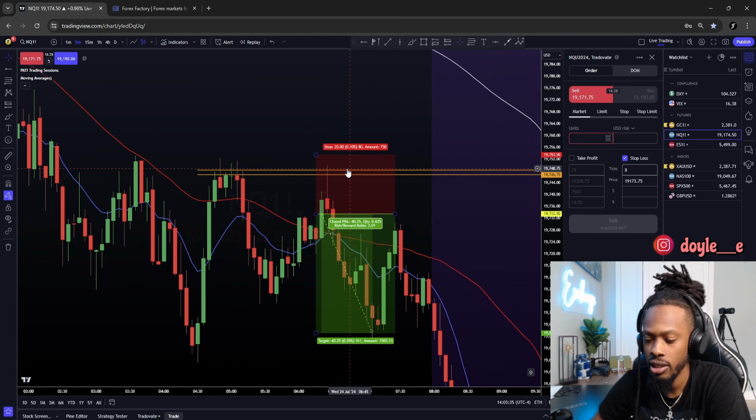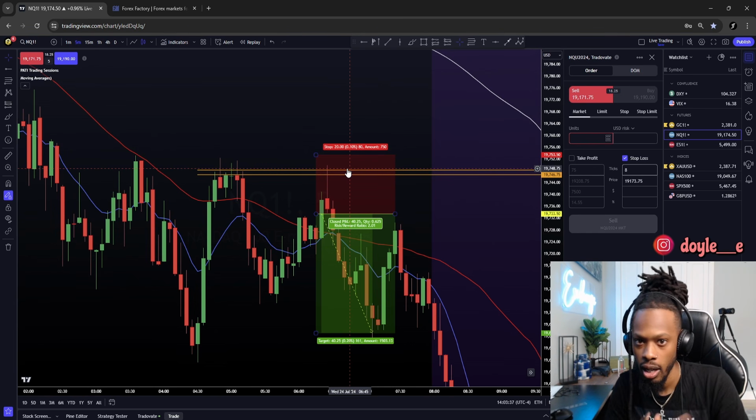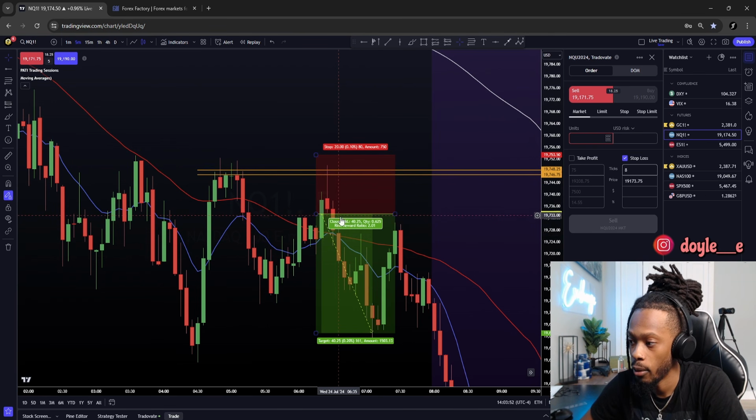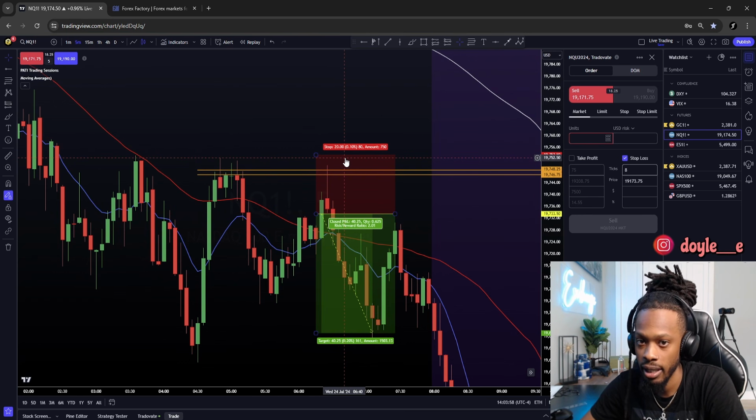So the key is just to understand how much it is worth per point. That's the key, so you won't overcomplicate this. How much is it worth per point? At that point, you just times it by how big your stop loss is. So $20 per point on NQ, times it by the stop. Okay, boom. 20 times 20, 400. Cool. Let's not overcomplicate it.